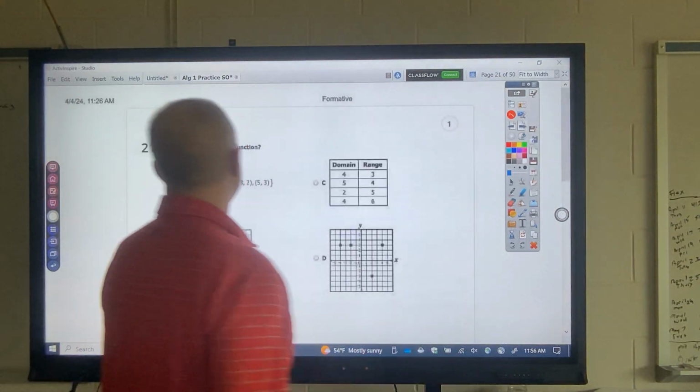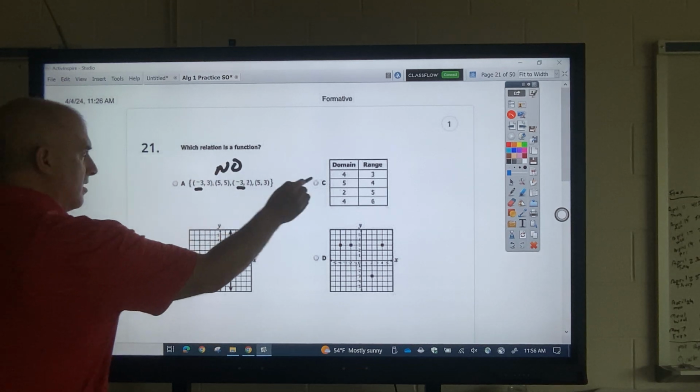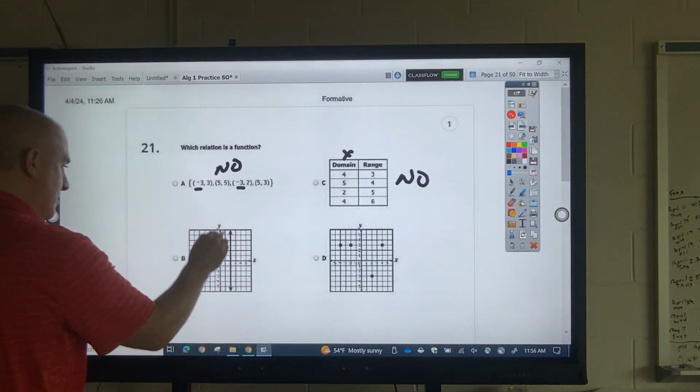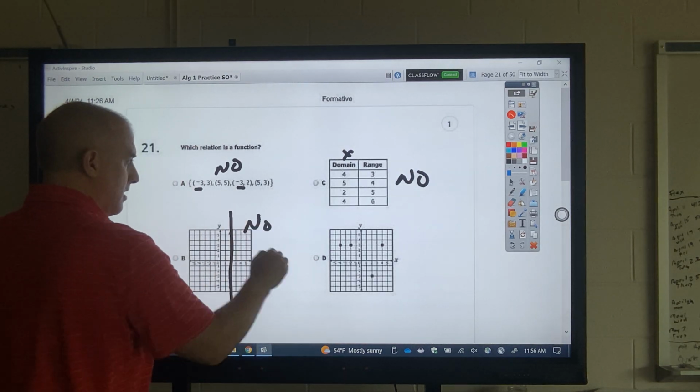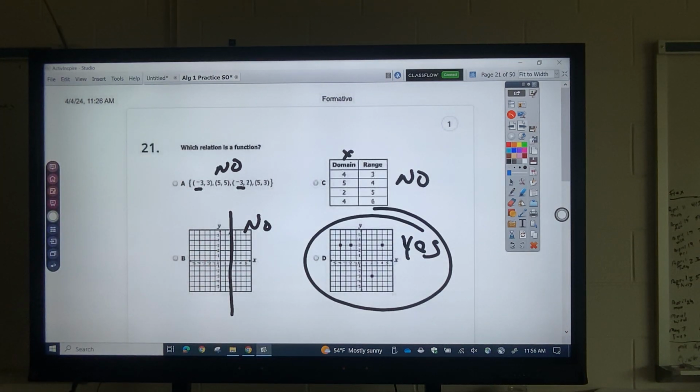Okay, so same deal. This repeats, no. This is the x, so this repeats, no. This is a vertical line, no. So this one's got to be the yes, so that's the answer, because all those x values are different.